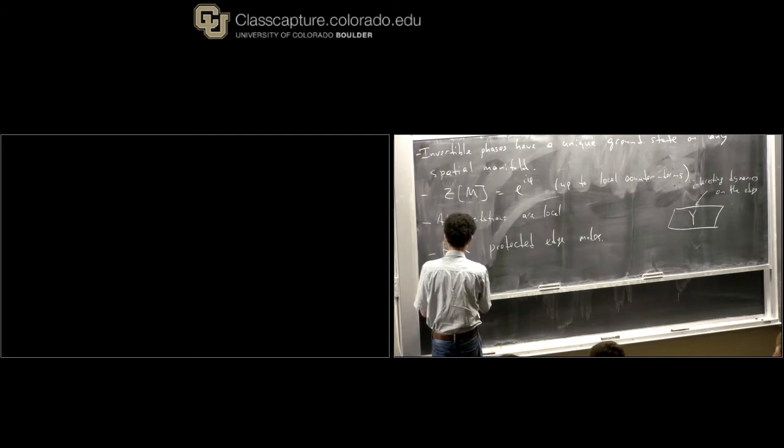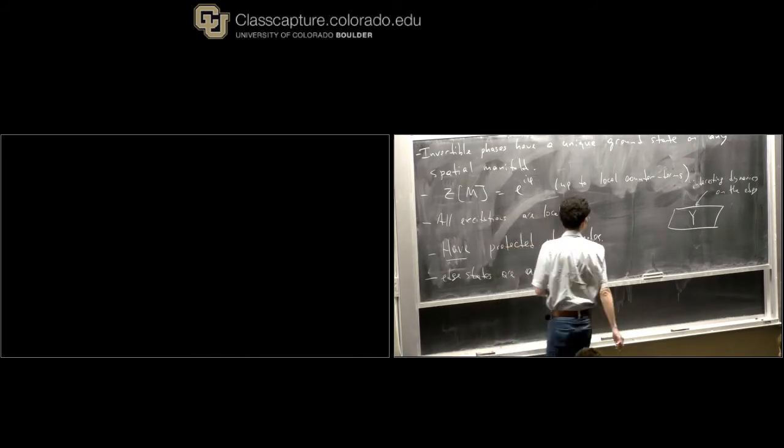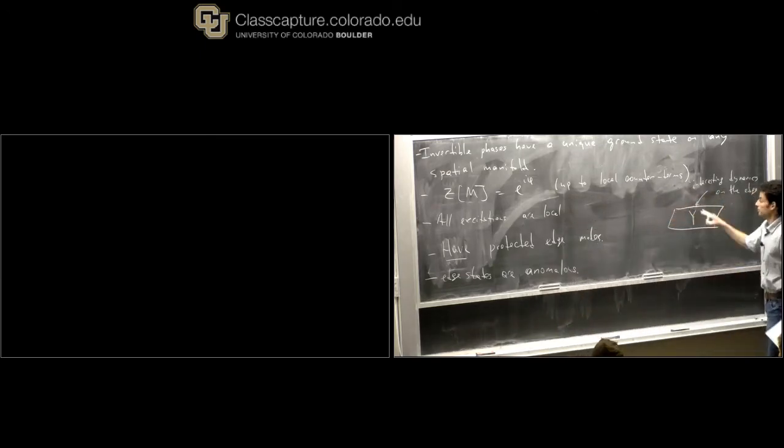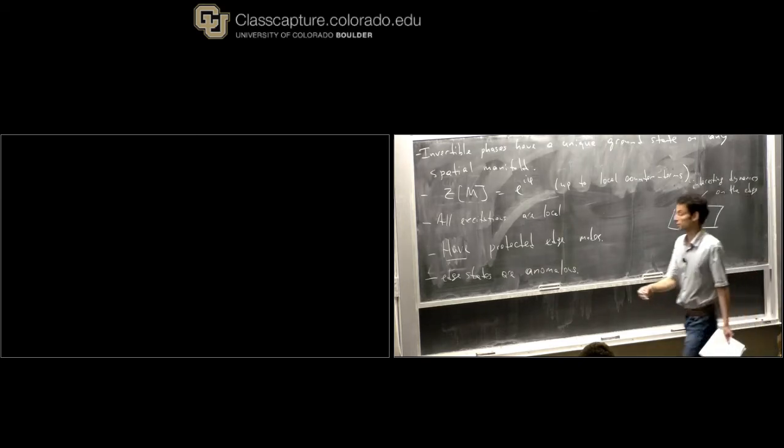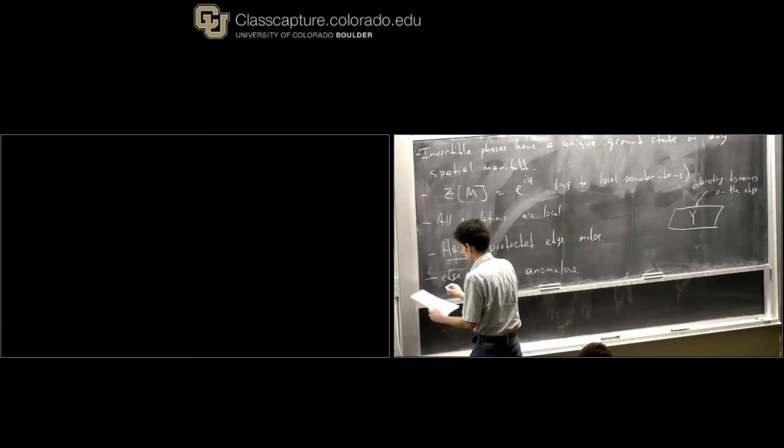Edge states are anomalous. And by anomalous, I mean that they cannot be recreated without the bulk. But in the field theory sense, it turns out that they will have 't Hooft anomalies, gravitational 't Hooft anomalies.